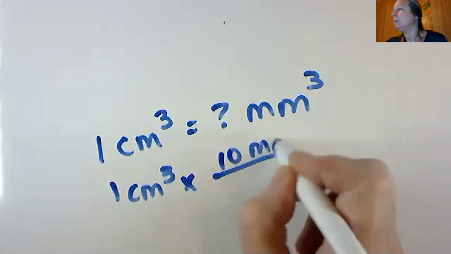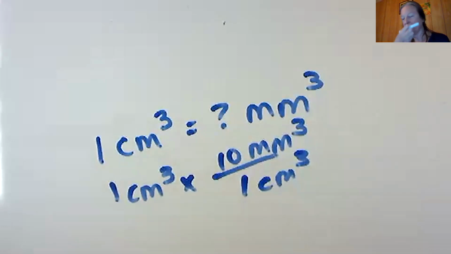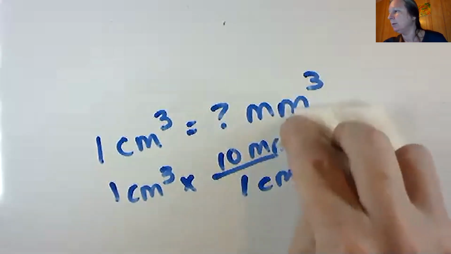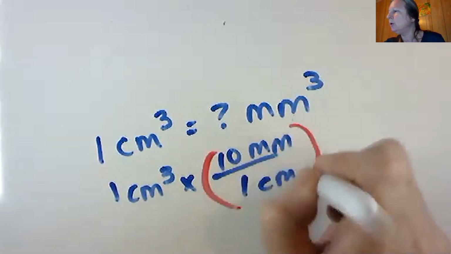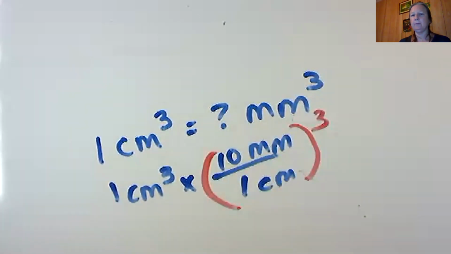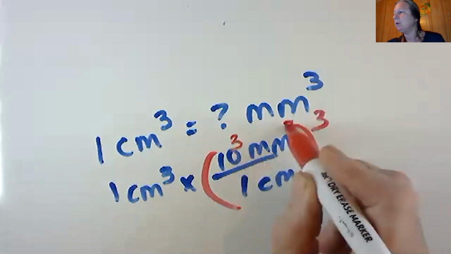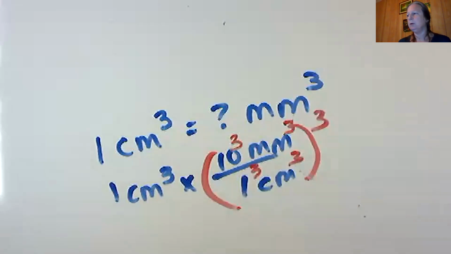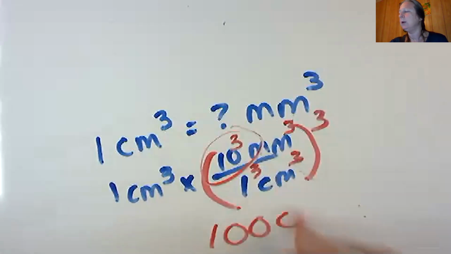10. That is not correct. The relationship is 10 millimeters per centimeter. To get cubed, this relationship is fine. You cube the whole thing. And the lack of doing this is an extremely common mistake. So what does this mean? This means 10 cubed millimeters cubed, 1 cubed centimeters cubed. The only number that's actually going to be affected is this. 10 cubed is 10 times 10 times 10, which is 1,000.